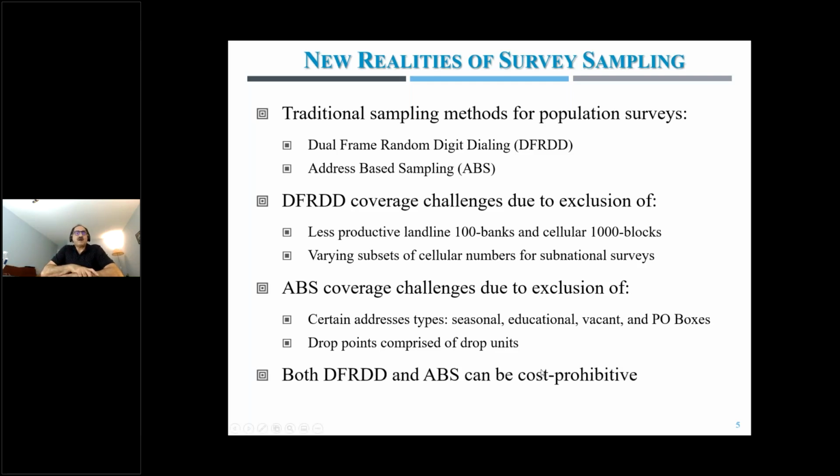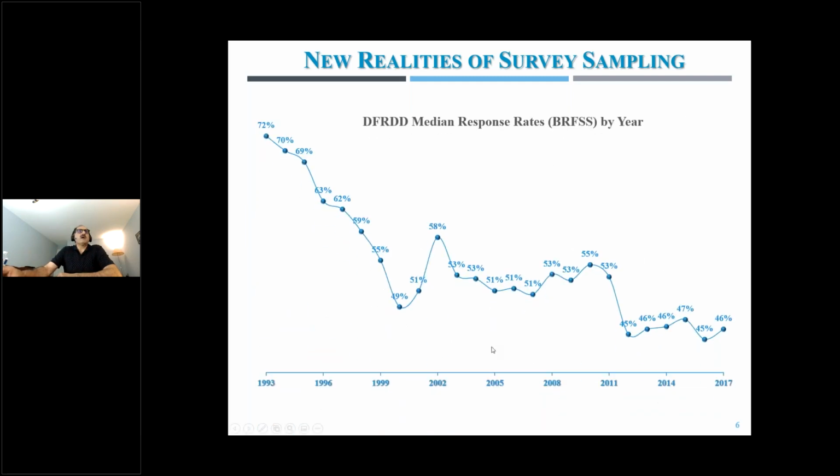So together, it's becoming somewhat cost prohibitive to use dual frame RDD or address-based sampling because of the issues that were mentioned. And these are some of the realities that are giving rise to the interest in alternative methods, hybrid sampling being one of them.